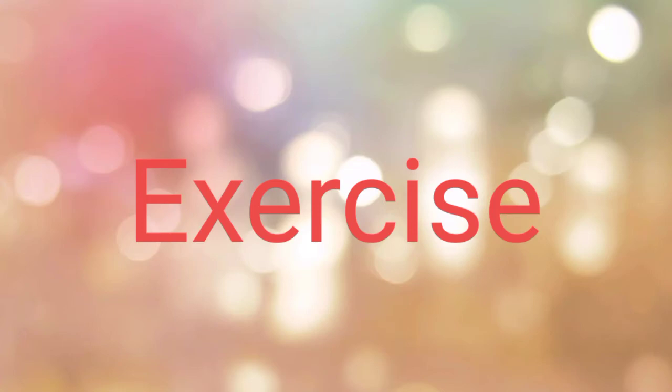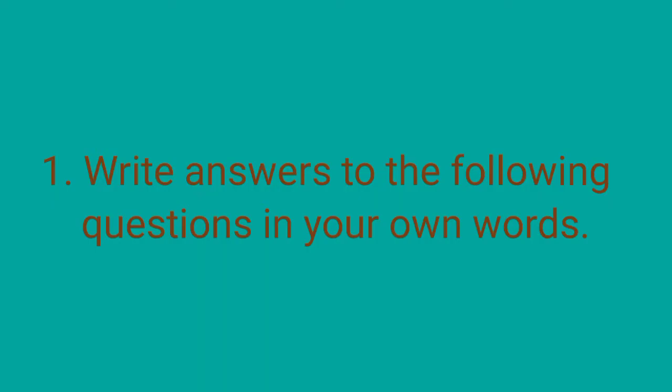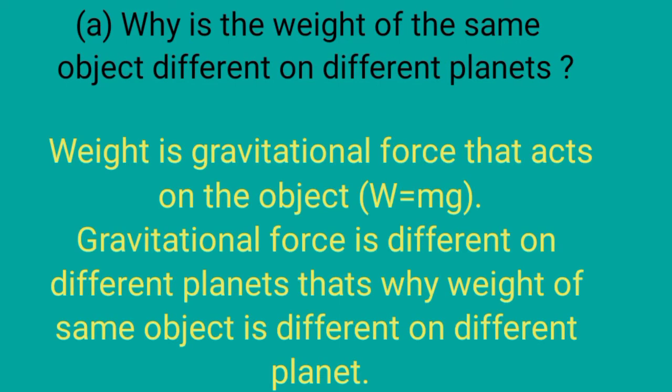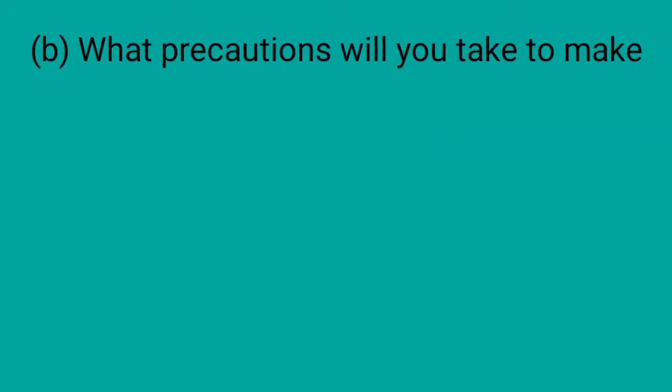Let's start the exercise. The first question: write answers to the following questions in your own words. A: Why is the weight of the same object different on different planets? We know that weight is the gravitational force acting on the object. Mass is the content, and the gravitational force acting on that mass is called the weight. And gravitational force changes from planet to planet. That's why the weight of any object changes according to the place, meaning it may change according to the planet.